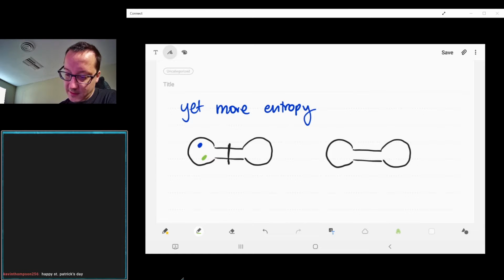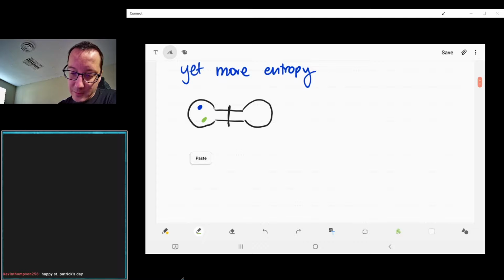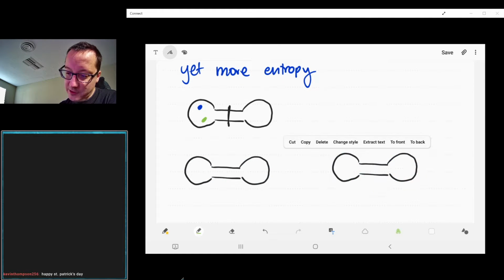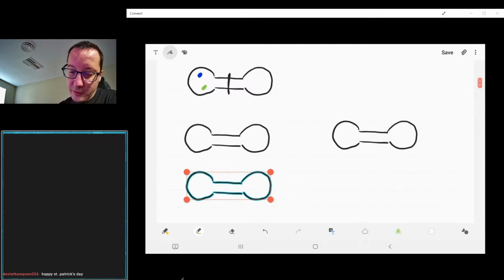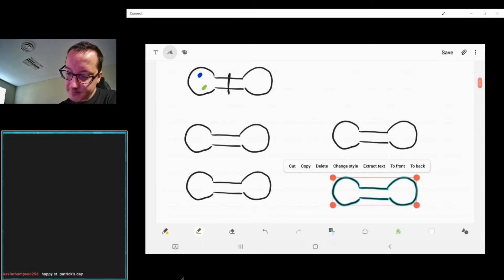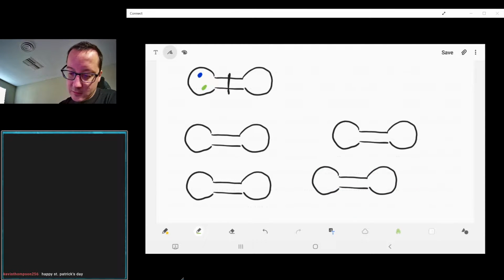Actually, let me delete that one. Let's do it down here. If we open that flask, we have a couple of options as to what's going to happen. As in if we open that middle part. We have the option where we have... Here, I'll just draw them. Where the green one can be on either side.